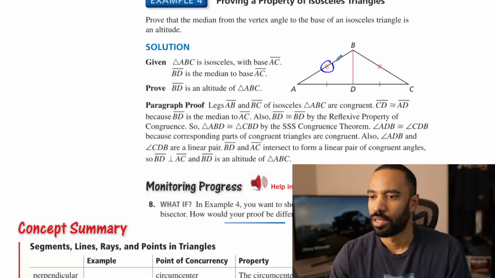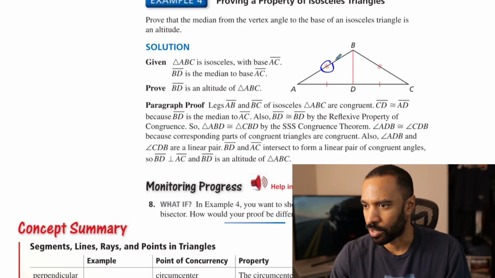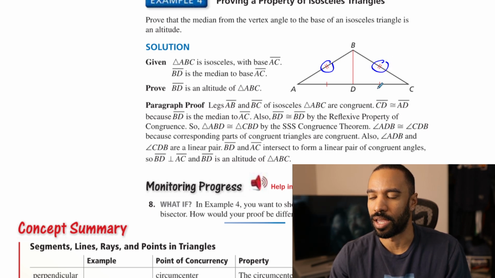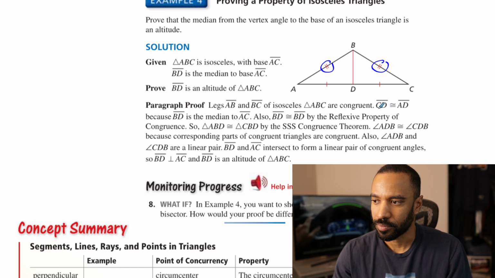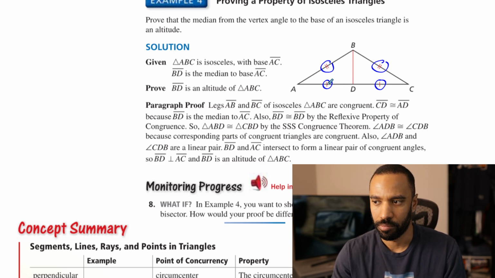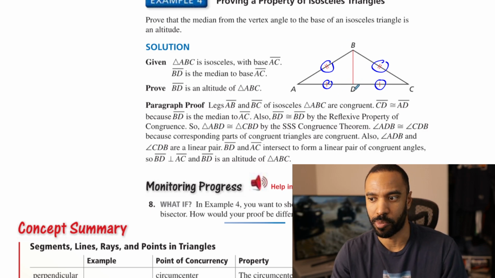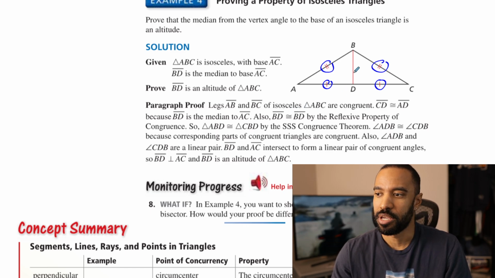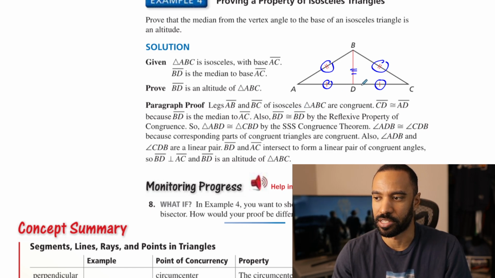Okay, they're just saying they're congruent. So they're congruent. That's the first guy. CD is congruent to AD because BD is the median of AC. That's the definition of a median. It's going to intersect at the midpoint and break it up into those parts. So I guess you don't have to say midpoint. BD is congruent to itself by the reflexive property.